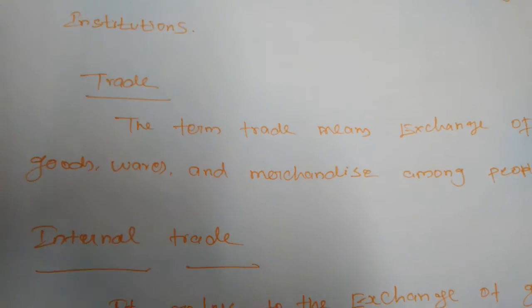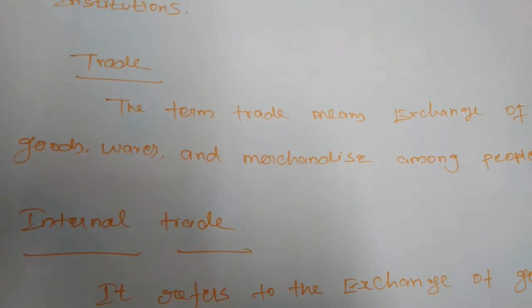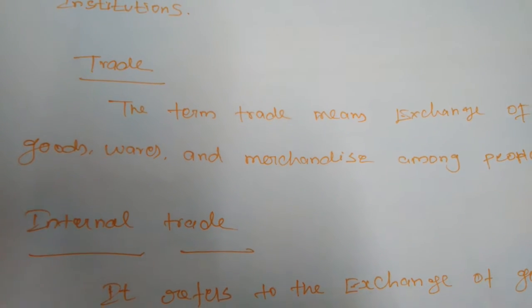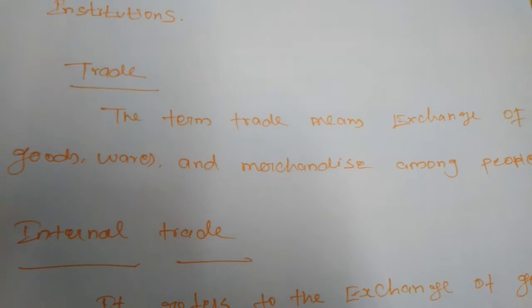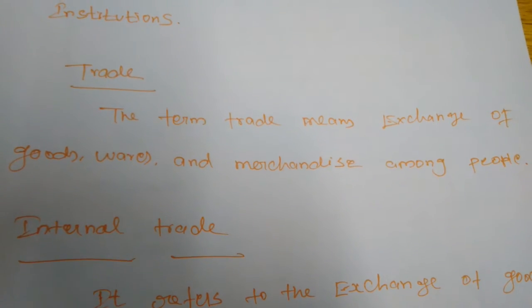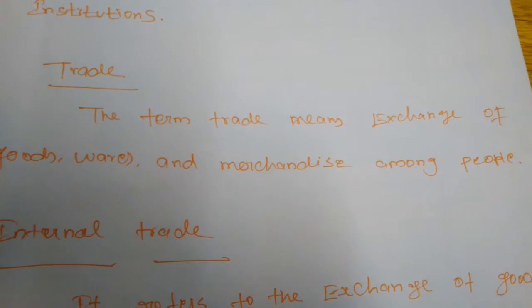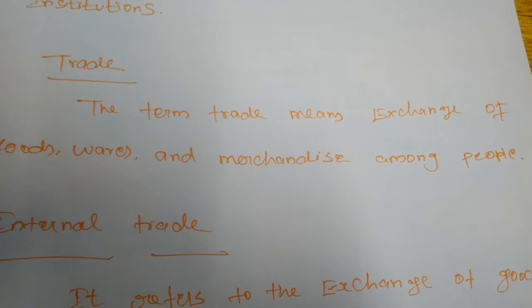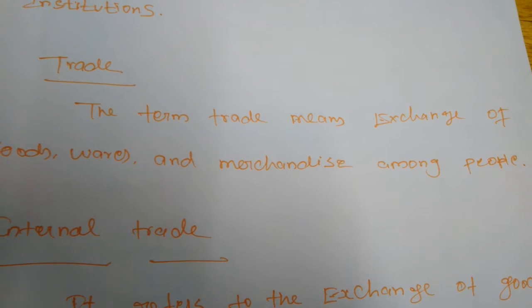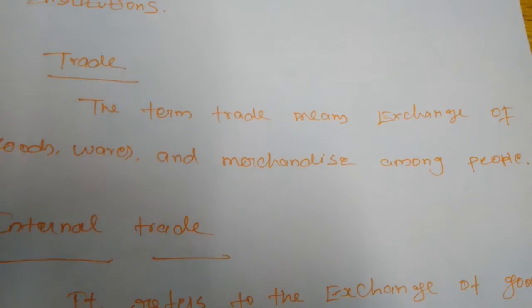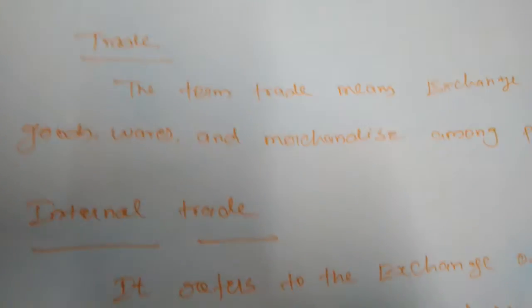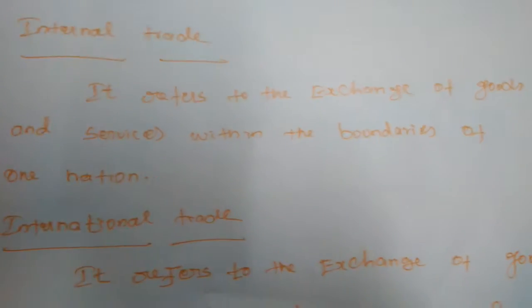The term trade means the exchange of goods and services among people. Normally we have studied trade as the exchange of goods and services from the producer to consumers. This is also one type of trade. Here we will also study how trade moves from one place to another. In this, we can classify trade into two types: internal trade and international trade.